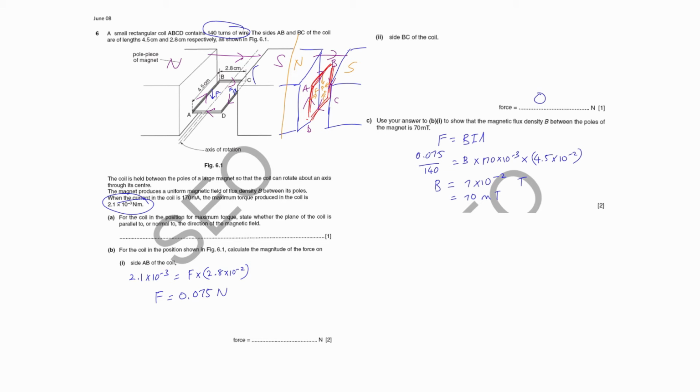So even though you have 4 forces here, you will not get any torque. You know why? Because on these two sides, AD and BC, one force is into the plane of the paper, one is out of the plane of the paper.